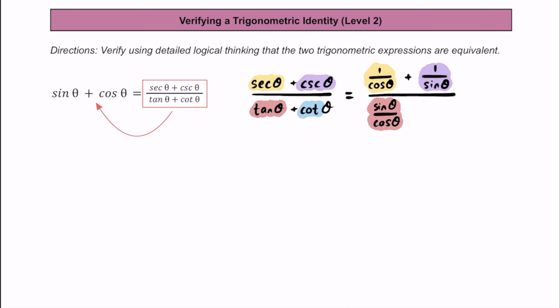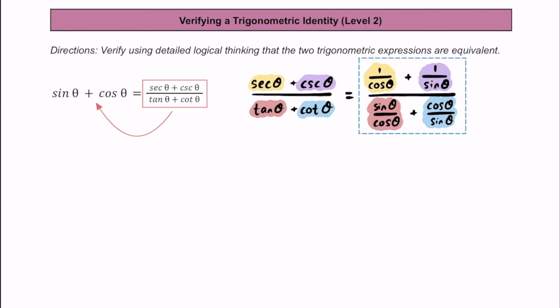And then finally, for this fourth piece, we have this cotangent of theta, which is just the reciprocal of tangent of theta. So I'm going to rewrite this as plus, and then we're going to write cosine of theta over sine of theta. And so this is going to be the equivalent expression to that cotangent of theta.